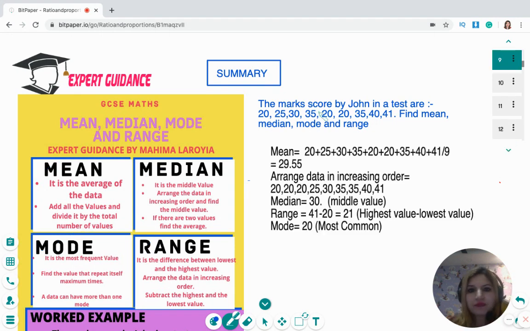So now I'll add up all the values and divide by how many values there are. There are 9, so the mean would be 29.55. Next, I'll arrange the data in increasing order, and then I'll start chopping numbers from each end. And then I'll see that I am left with just one term, which is 30, which is the middle value. Range is the highest take away the smallest, which is 21. And mode is the most frequent value, which is 20. Okay, so I hope this basic mean, median, mode, and range is crystal clear to you.